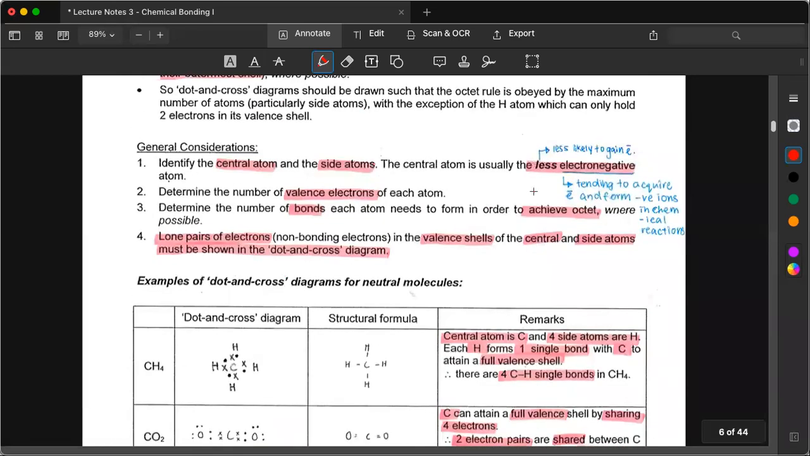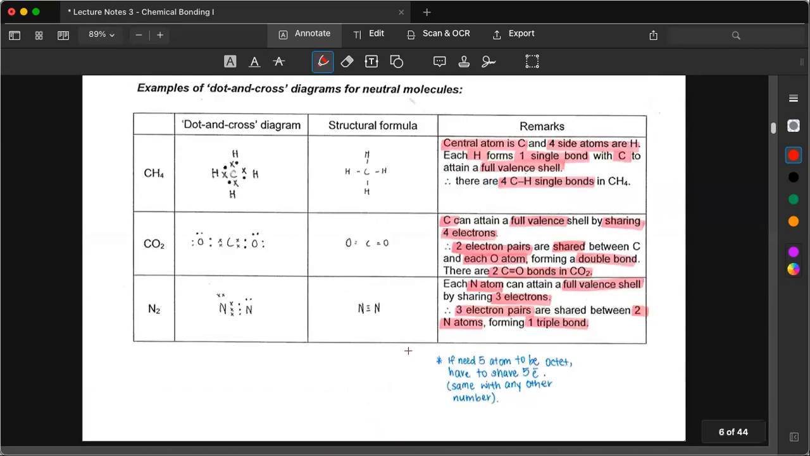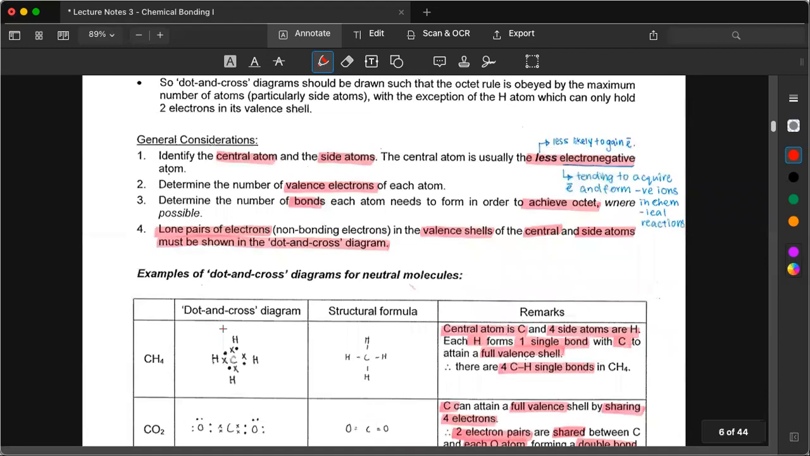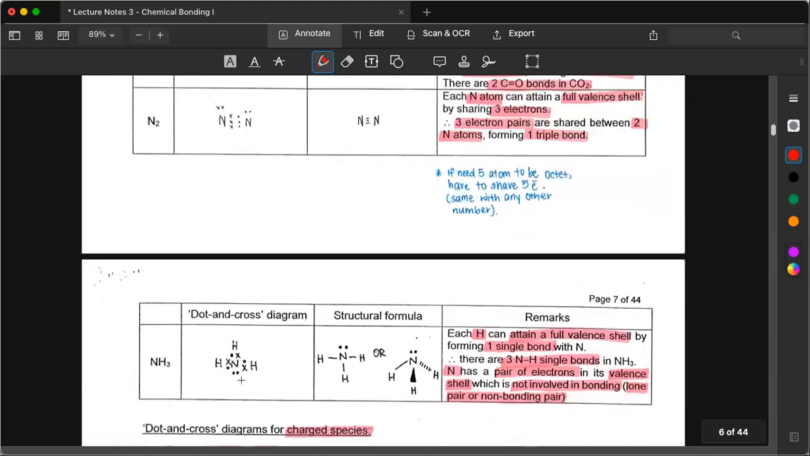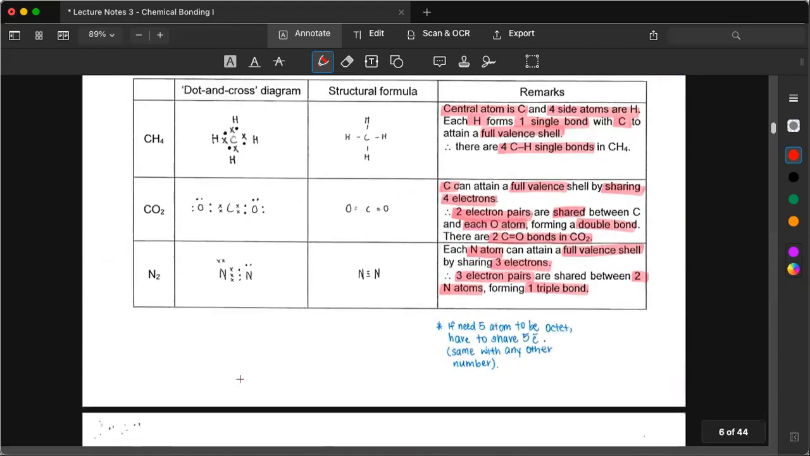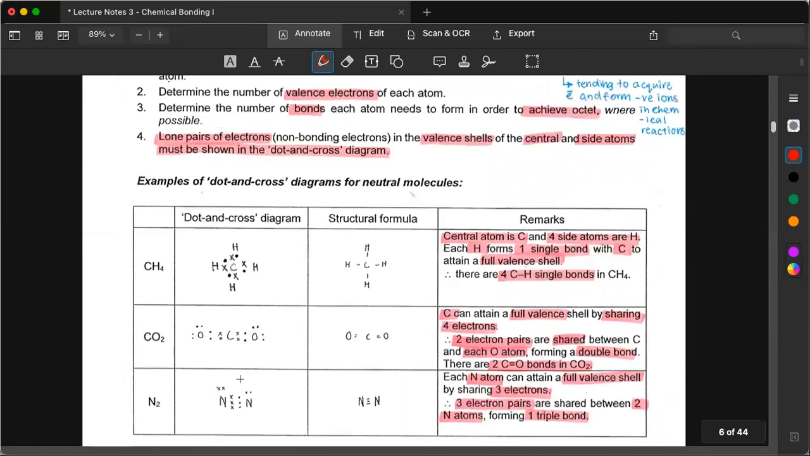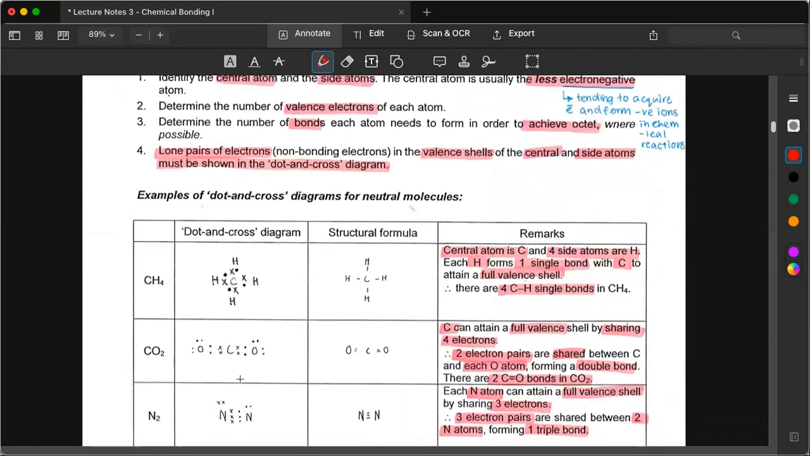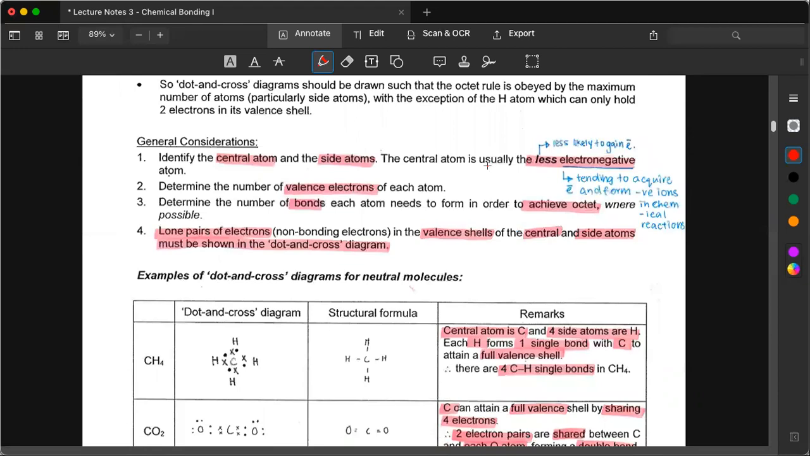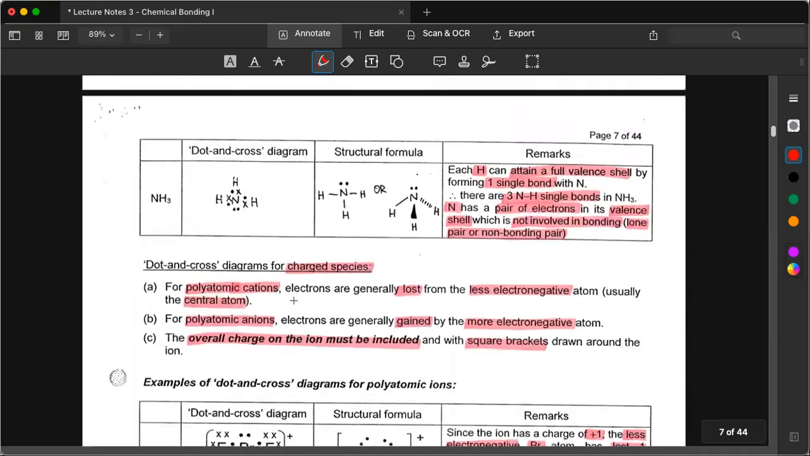Now, in this case for NH3, although N is more electronegative, it is still the central atom because the number of N is lesser than H. Therefore, the usual rule may not apply in all cases.